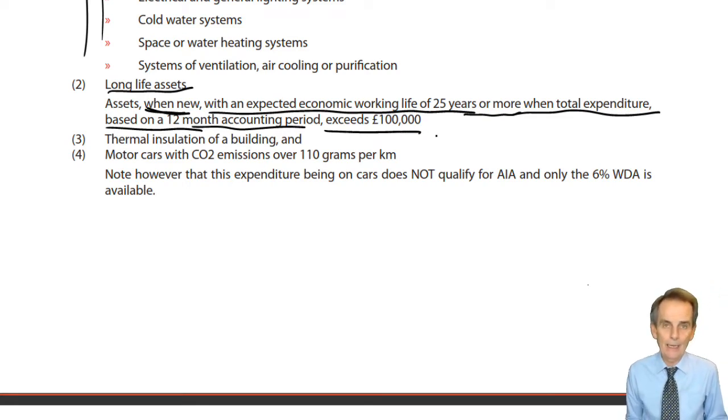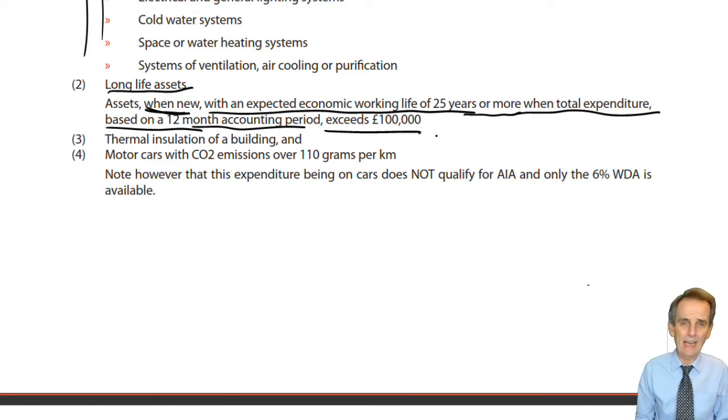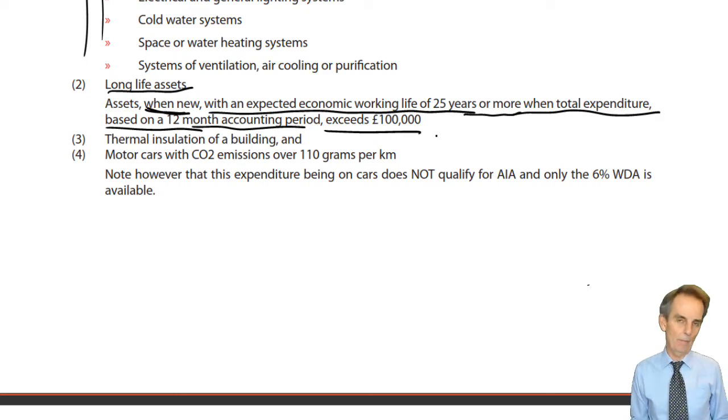So we might buy an asset that has an estimated useful economic life when new of 30 years, and we think, that's long life. But we buy it for £60,000, and there is no other long life asset expenditure in that accounting period. It's a 12-month period, and the figure is 100,000 in total for that period. We've only spent 60,000, in which case the long life asset treatment does not apply, and we can therefore get our main pool item rather than special rate pool item. Again, the chances are that such expenditure is going to be within the £1 million limit, and therefore this is a moot point. You'll get your full AIA.